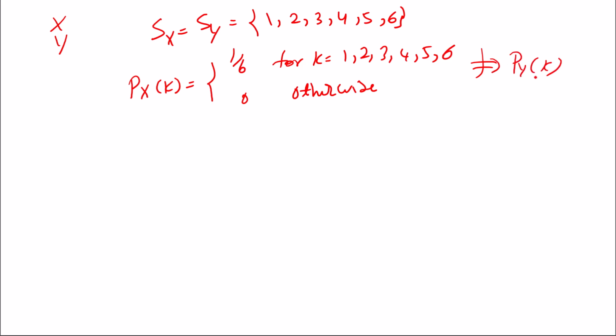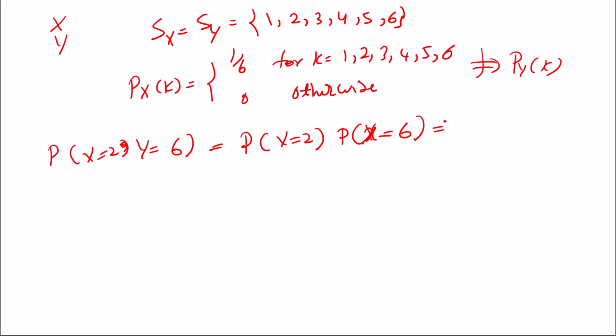Next, we want to find out the probability of X is equal to 2 and Y is equal to 6, right? Because they are independent random variables, we can write the probability of X is equal to 2 and Y is equal to 6 is equal to the probability of X is equal to 2 multiply the probability of Y is equal to 6. So it is 1 by 6 multiply 1 by 6, which is equal to 1 by 36.